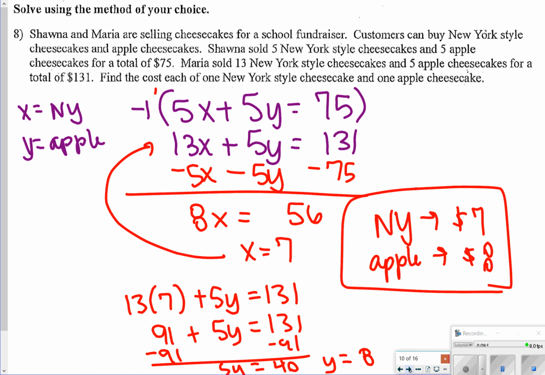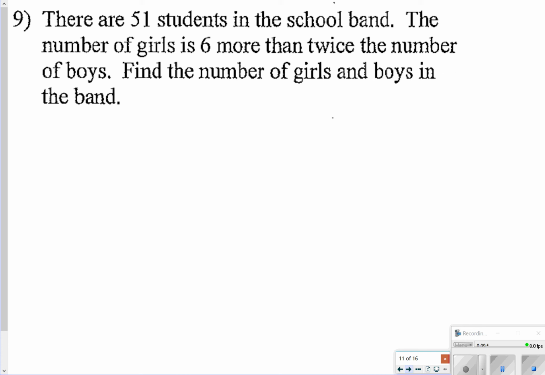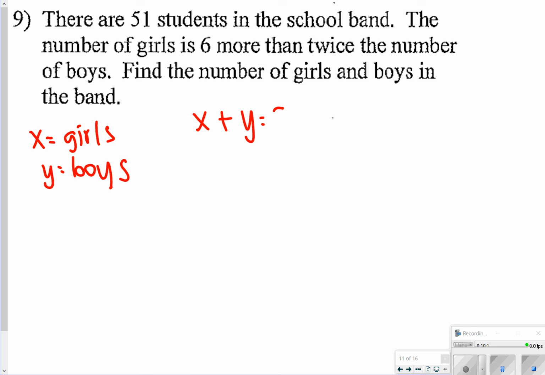You didn't have to write it in the ordered pair because we're trying to figure out the cost of each one. For number 9, there are 51 students in the school band. The number of girls is 6 more than twice the number of boys. Find the number of girls and boys in the band. So let's just say X is girls and Y is boys.